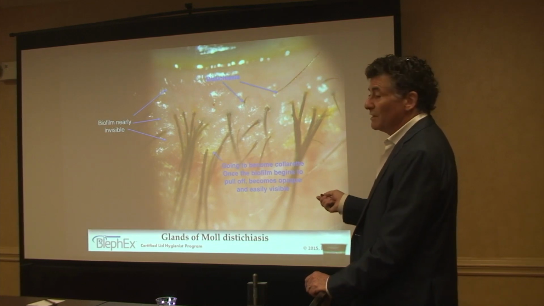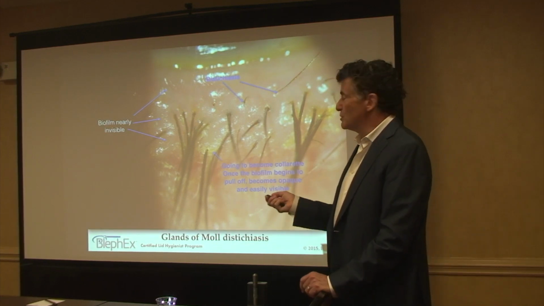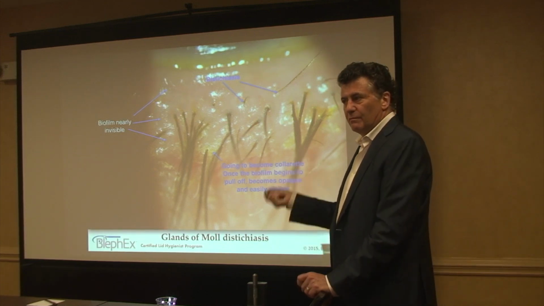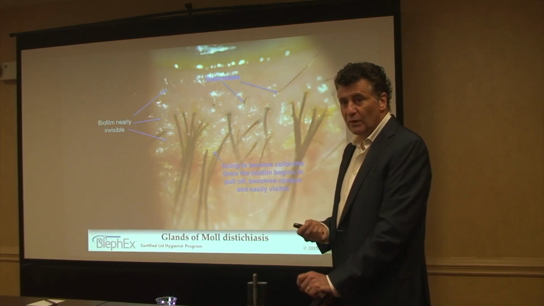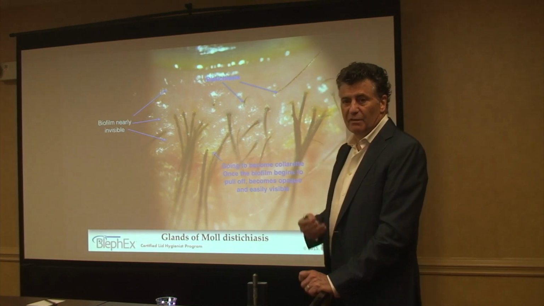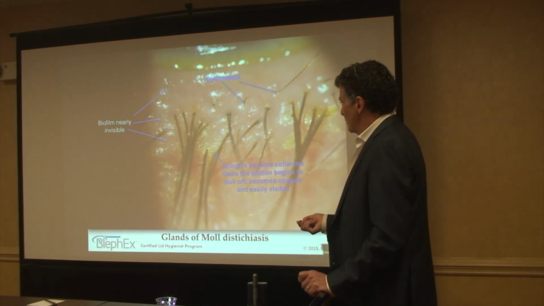Distichiasis. These are supposed to be glands of Moll, a little sebaceous gland right behind the lashes. Inflammation makes these structures change what they do, and they'll start growing an eyelash. They many times grow backwards into the eye and can be very symptomatic.